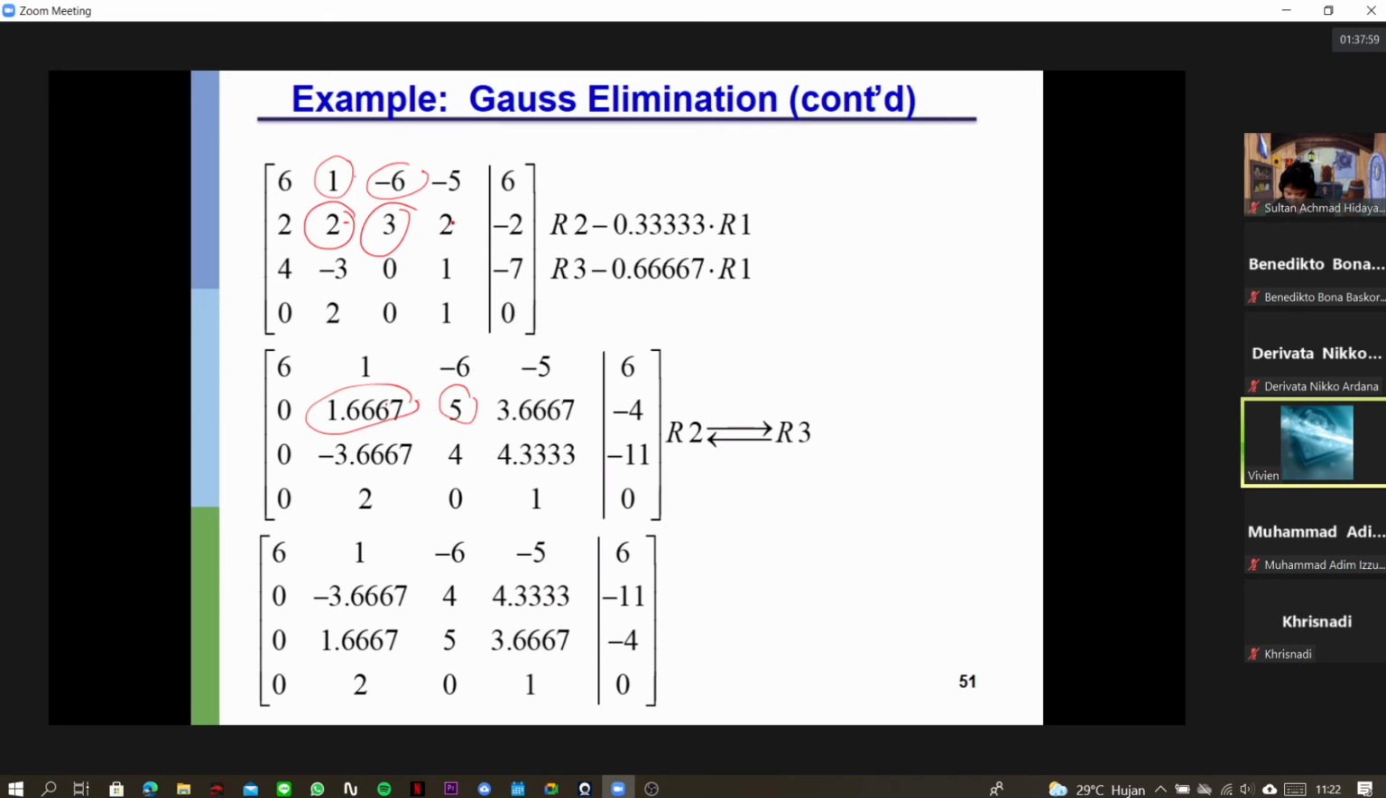And 2 minus 0.33 times minus 5, so that will be this value. Next, we have minus 2 minus 0.333 times R1, which is 6, so that will be minus 4. Again, we do the same for the third row, 4 minus 4 over 6 times 6, so that will be 0, minus 3 minus 4 over 6 times 1, so that will be this value, and so on. Okay, so we finish zeroing the first column, and for the last row here, it's still 0.